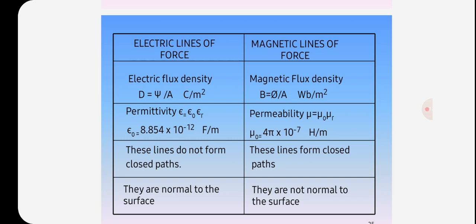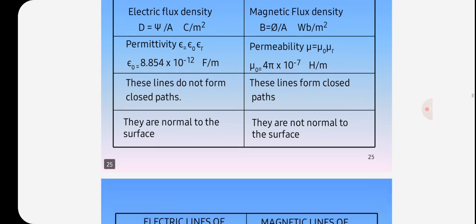In electric lines of force, permittivity epsilon is equal to epsilon naught epsilon r. Here epsilon naught is equal to 8.854 into 10 to the power of minus 12 farad per meter. In magnetic lines of force, permeability mu is equal to mu naught mu r. Here mu naught is equal to 4 pi into 10 to the power of minus 7 Henry per meter. In electric lines of force, these lines do not form a closed path. In magnetic lines, these lines form closed paths.